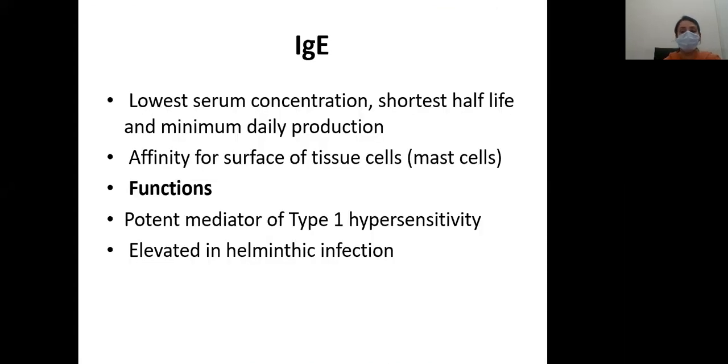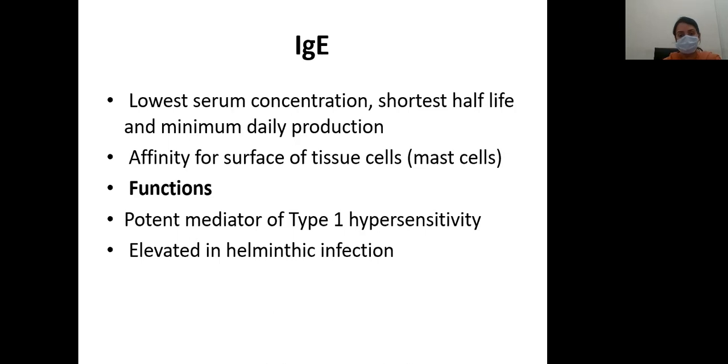Next is immunoglobulin E. Immunoglobulin E has the lowest serum concentration, the shortest half-life, and minimum daily production. It has an affinity for the surface of tissue cells, that is, mast cells. It is always present in allergic infections. What are the functions? They are potent mediators of type 1 hypersensitivity. In type 1 hypersensitivity, IgE will always come, and it is also elevated in helminthic infection.